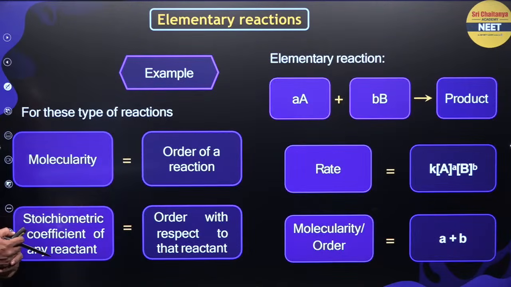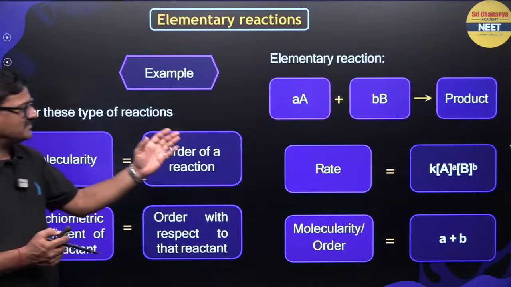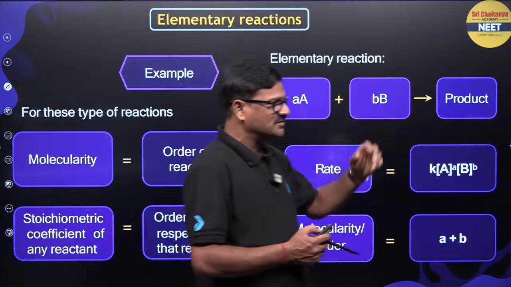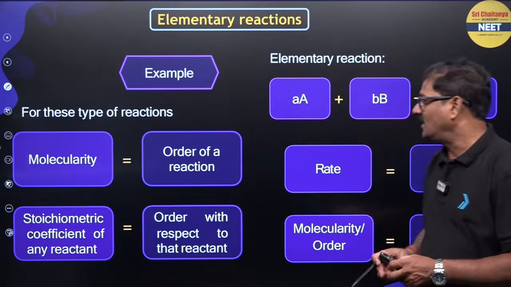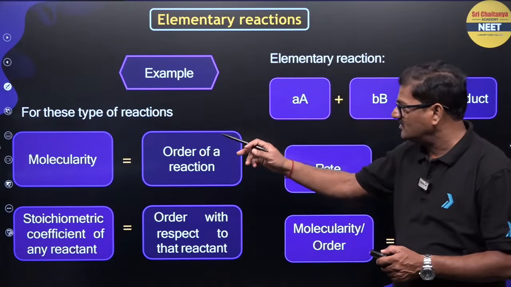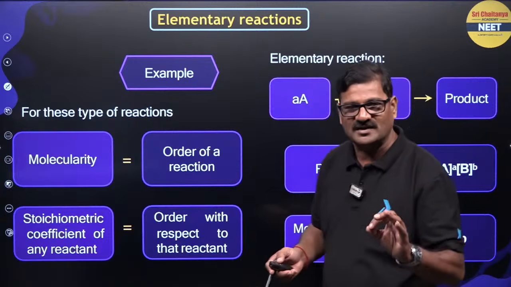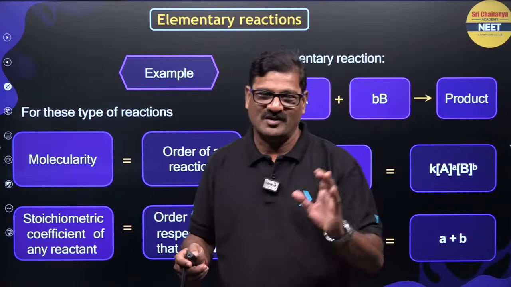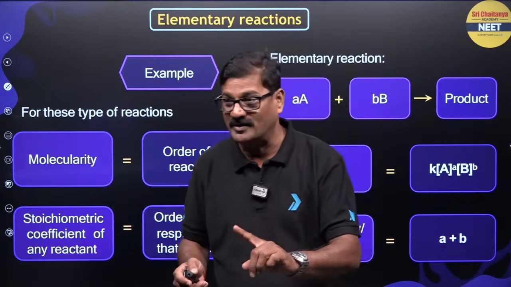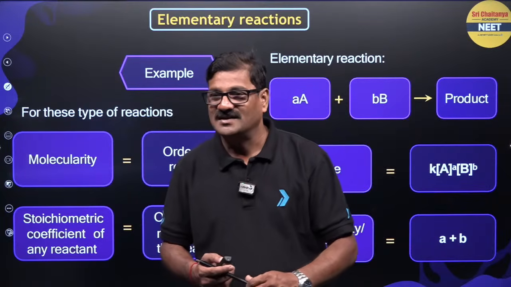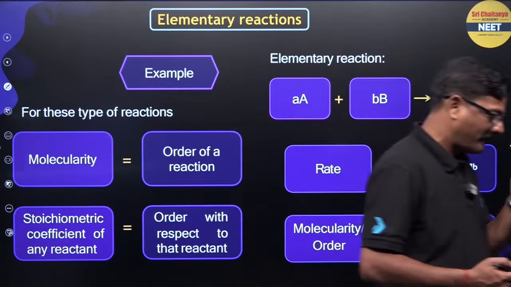And you can see here, for elementary reaction, a moles of A plus b moles of B gives rise to the product. And molecularity, this type of reaction is equal to order. So for elementary reaction, molecularity is equal to order. For complex reaction, it will not be like this, beta, right? See how it is.